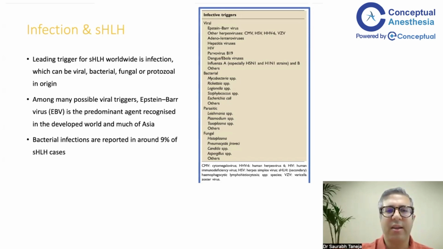Bacterial infections can be reported to lead to HLH, which is around 9%. Even the parasitic leishmaniasis can lead, fungal infections can lead. But here the viral one is the most common infective trigger, and the most common virus is Epstein-Barr virus.